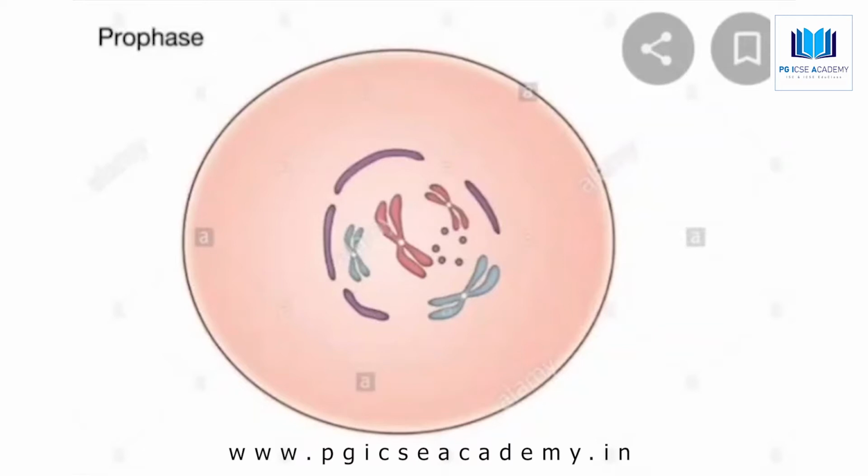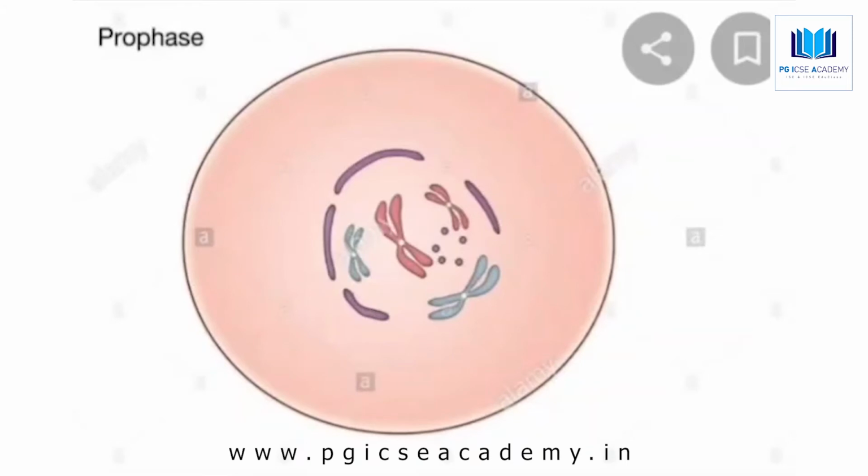Prophase. Chromatin fibers shorten and condense to form chromosomes. Each chromosome contains two chromatids connected at the centromere. The nucleolus and nuclear membrane disappear. The centrosome divides into two centrioles and moves towards the opposite poles.